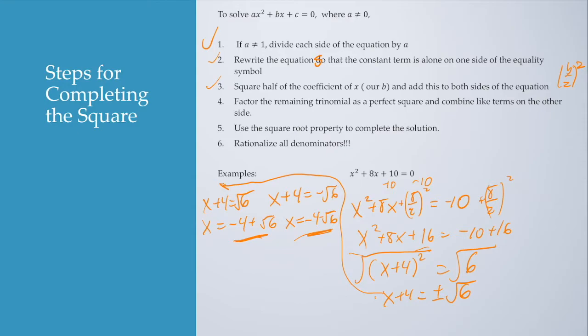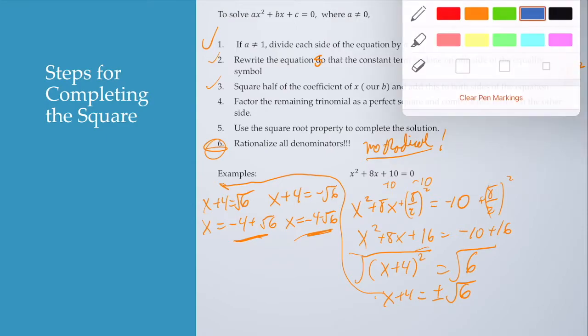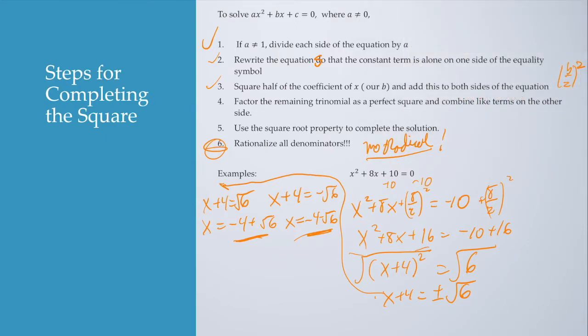Interesting. All right, let's keep that in mind as we go through this chapter. And, friendly reminder, you need to rationalize all denominators. That means no radicals in the denominator. We know better by now. We learned about that in chapter 7. Let's switch to blue and switch to our second example.